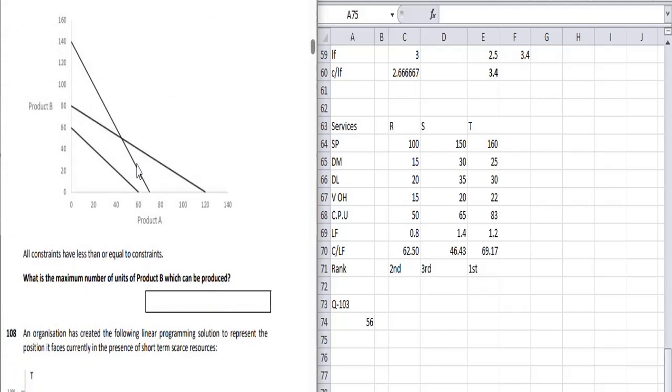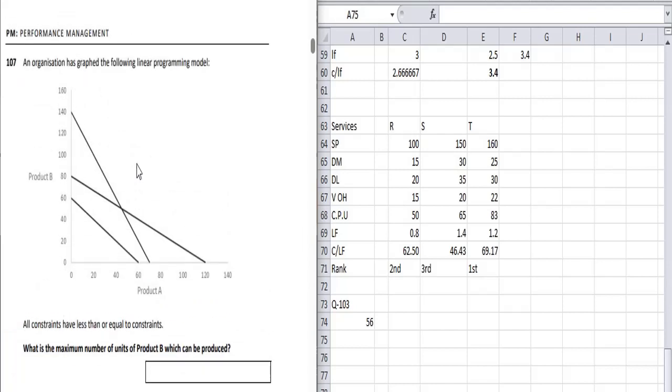Next, what is the maximum number of units of product B which can be produced? The graph has been given. All constraints have a less than or equal to sign, which means our feasible region will be towards the origin, right? We can see there are three constraints given. The last one, which is closest to the origin, will indicate our feasible region. So the maximum number of product B that could be produced will be, I think, 60.